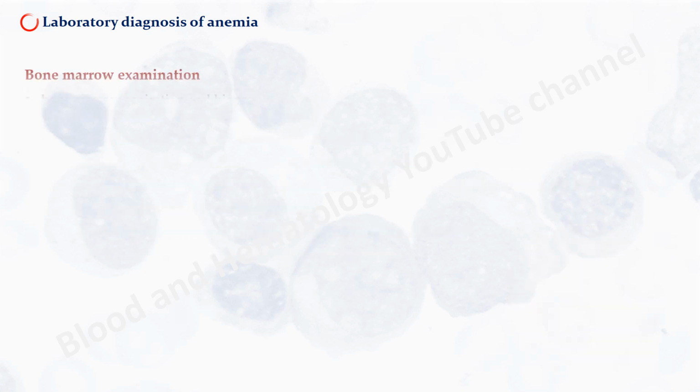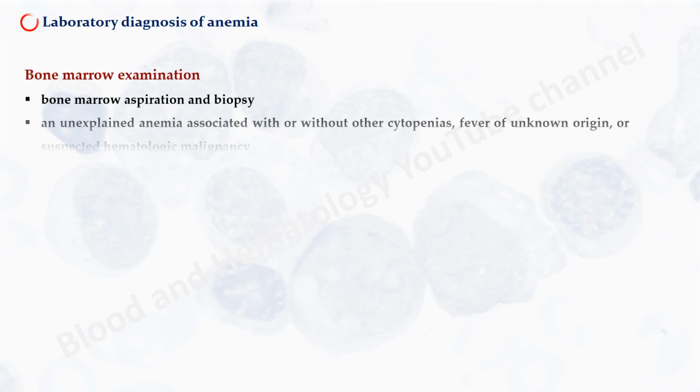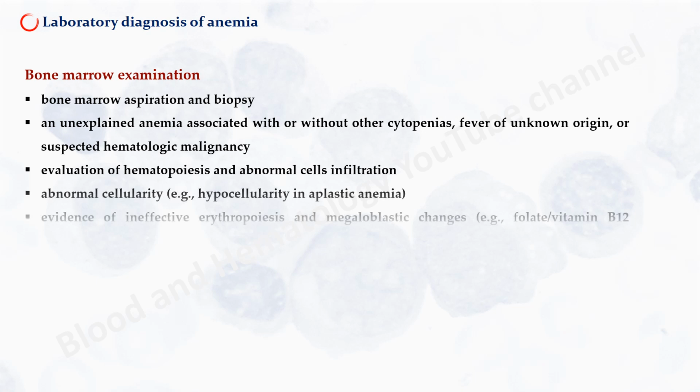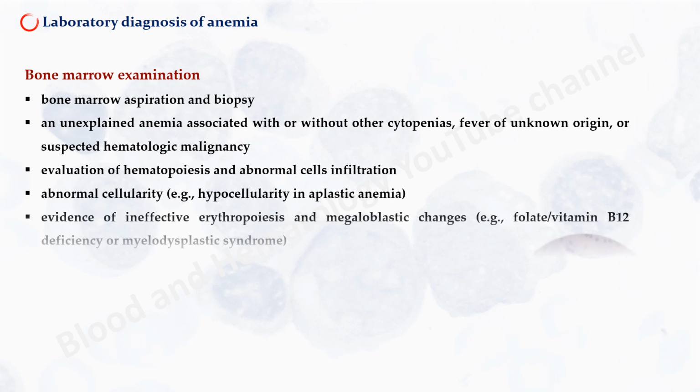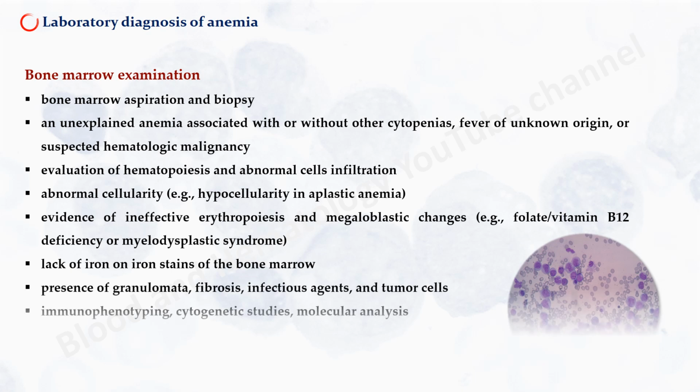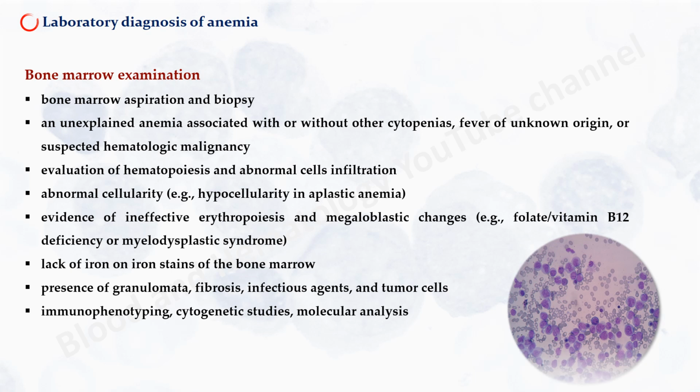A bone marrow examination is indicated for a patient with an unexplained anemia associated with or without other cytopenias, fever of unknown origin, or suspected hematologic malignancy. A bone marrow examination evaluates hematopoiesis and can determine if there is an infiltration of abnormal cells into the bone marrow. Important findings in the bone marrow that can point to the underlying cause of the anemia include abnormal cellularity, evidence of ineffective erythropoiesis and megaloblastic changes, lack of iron, and the presence of granulomata, fibrosis, infectious agents, and tumor cells that may be inhibiting normal erythropoiesis.